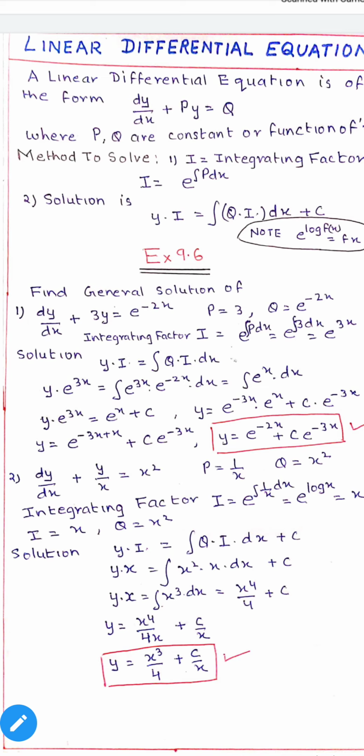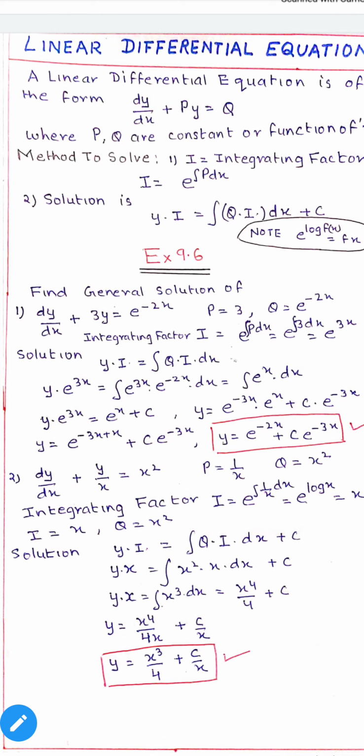Integrating factor for this equation is I is equal to e to the power integral 1 upon x dx. We know that integral of 1 upon x is log x and e to the power log x is x. I is equal to x and q is equal to x square. Put in the solution, y into I is equal to integral q into I dx plus c.